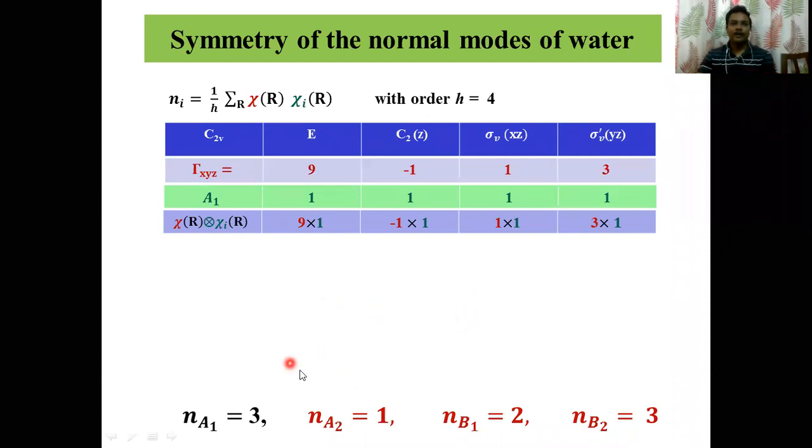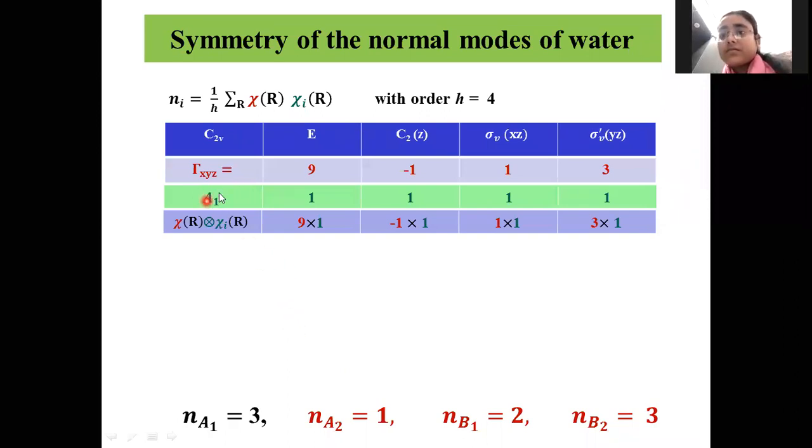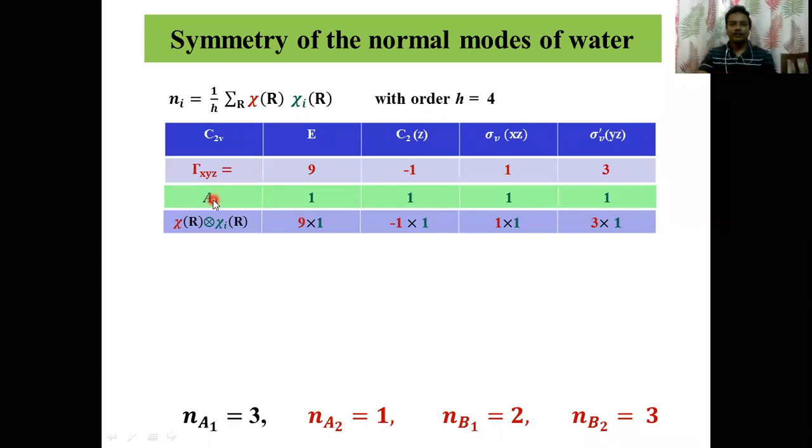So now I'm going to go for the first, A1. This is the reducible representation, and this is A1. I want to find out how many A1 I'm going to get. For that, first take the character of the reducible representation, that is 9, and the character of the irreducible representation, that is 1, and multiply. I'm doing only this part. Then for the C2 operation, the reducible representation is -1 and the irreducible representation A1 is 1, so I multiply -1 into 1. Then in exactly the same fashion, this is 1 into 1, and this is 3 into 1.